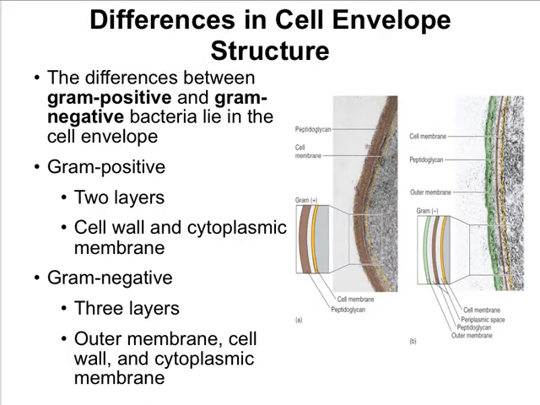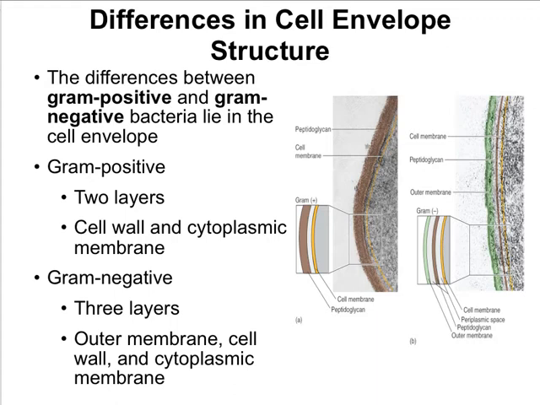We discussed in the last chapter a staining technique called Gram staining. This staining technique elucidates differences in the cell envelope structure. The differences that we see between gram-positive and gram-negative bacteria lie in the cell envelope, specifically in the peptidoglycan layer.